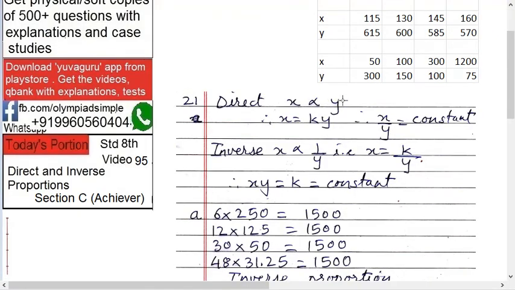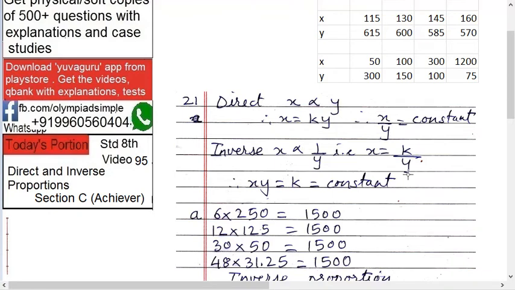x is directly proportional to y. It means if one increases, the other increases. Inverse means what? If one increases, the other decreases. It means x is inversely proportional to y. This is a sign of inverse.